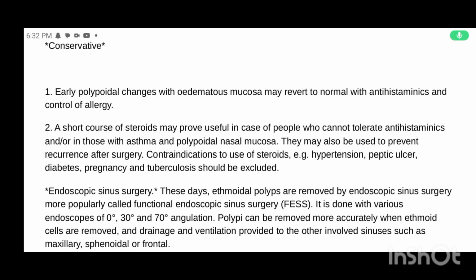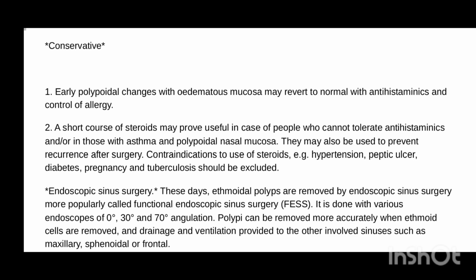Towards its treatment. What is its treatment? In early stages, we give antihistamines simply to control it, and then we give a short course of steroids in the people who cannot tolerate antihistamines. The contraindications to use of steroids are hypertension, peptic ulcer, diabetes, pregnancy, and TB.